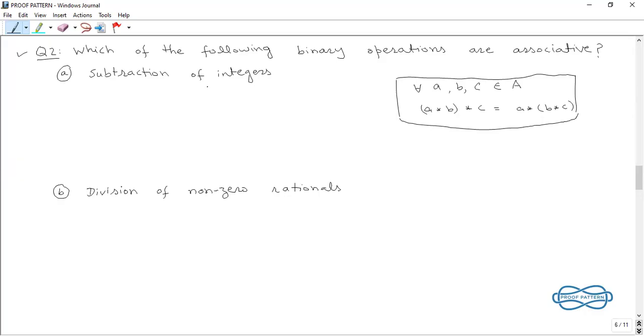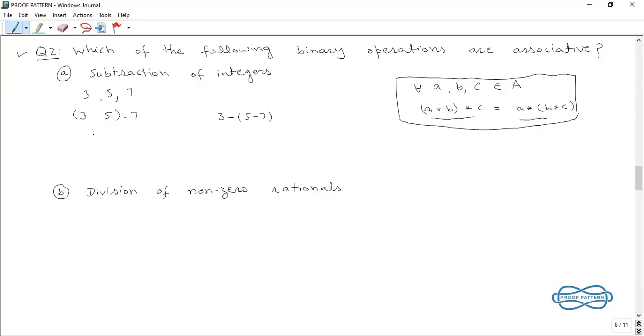I'm repeating again, in mathematics, if we want to prove some fact, we have to prove it generally, but if we want to disprove some fact, it is enough to just give one counter example. So we take a counter example. If we take three elements, 3, 5 and 7, they are of course integers, and we apply the binary operation between these, (3 minus 5) minus 7. We want to check whether these two are equal, because we know the condition.